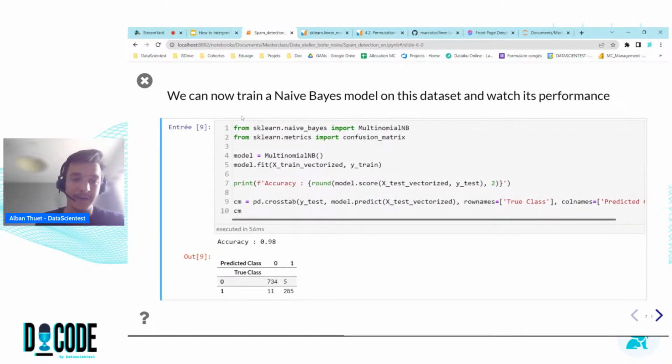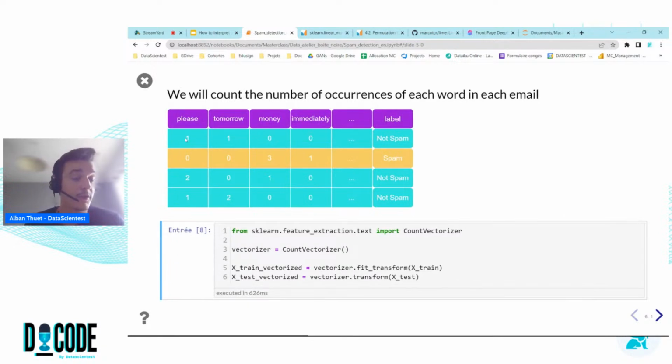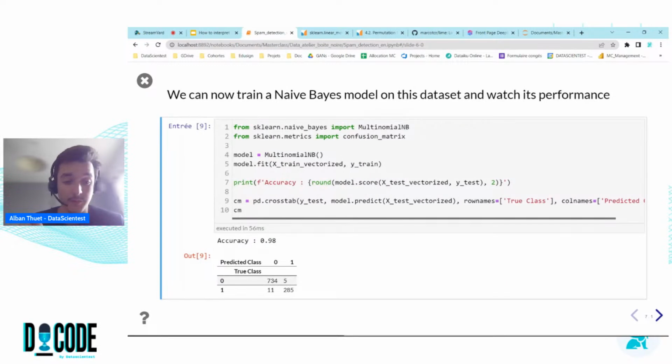Here I train my naive Bayes model. I created the multinomial naive Bayes model, fitted it on X train with the labels of y train, and then looked at the results on the testing set. Using this very simple data set, where I only know which words appear in which email, I was able to get a very high accuracy, 98%. And the confusion matrix is very good: only 16 bad predictions over the whole testing data set.